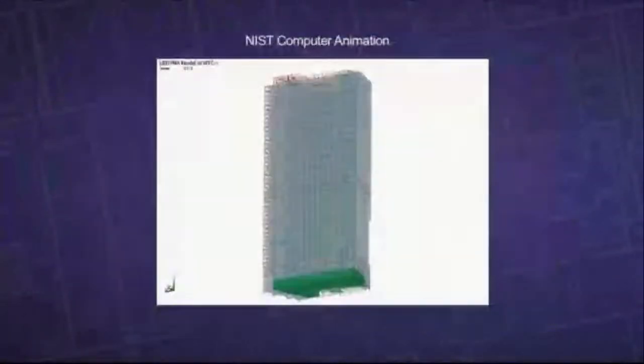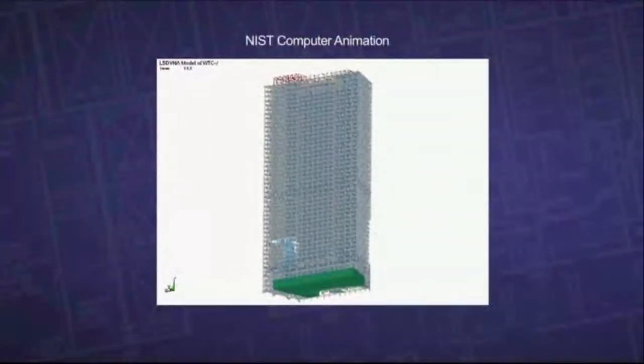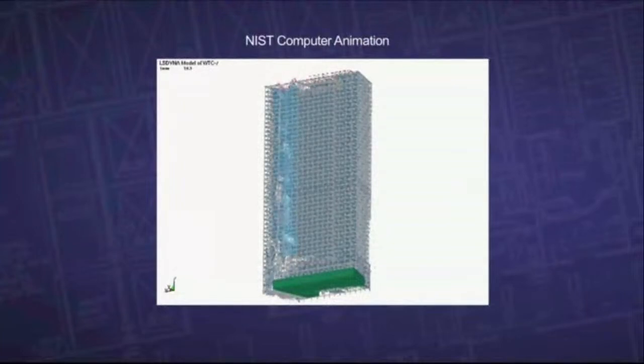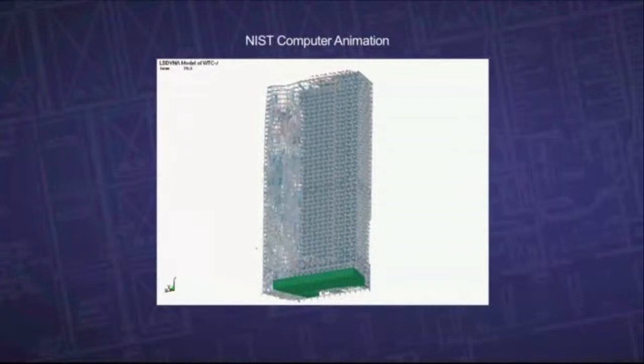NIST provided computer animations in support of their fire collapse theory. But what do independent engineers say about these animations? When you observe the footage of how the building failed and when you look at the animation of the failure and compare that to what you actually observe in reality, I think they disprove their own theories.